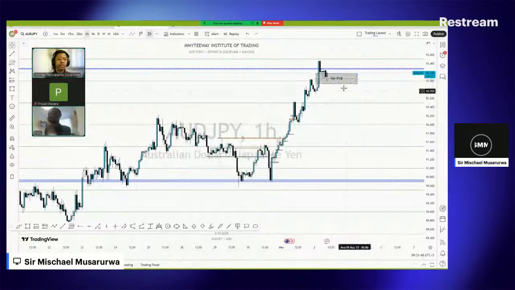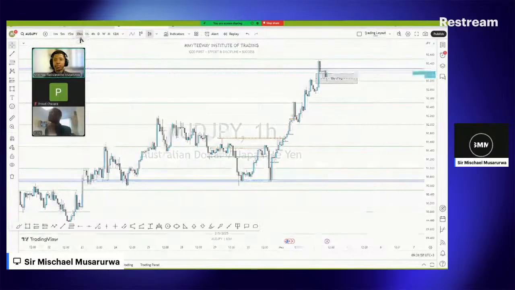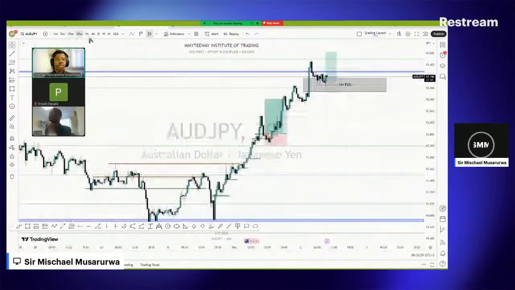You will now be used to it. You just see it even without it. You just see it clearly once you are browsing through your time frames. So in the 1 hour time frame, we have a fair value gap which is being retested.